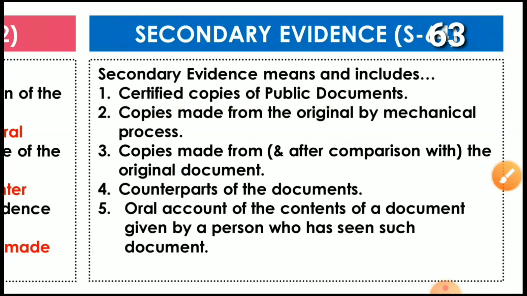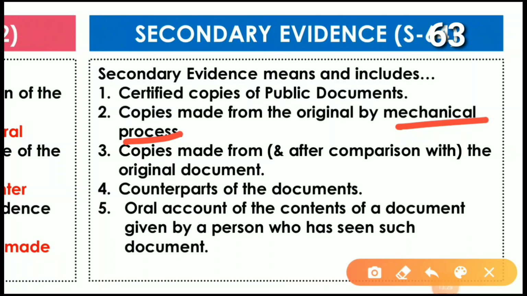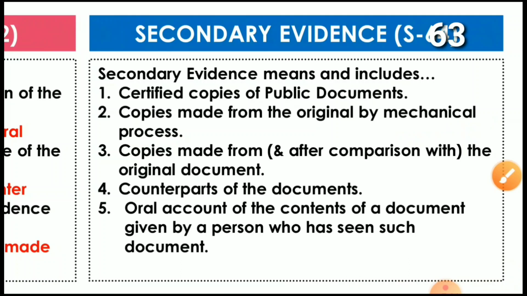The second one is copies made from the original by mechanical process. By mechanical process, the copy is made from the original through a Xerox machine. Here, the Xerox copies, the photostat copies of the original document are the second category of secondary evidence.